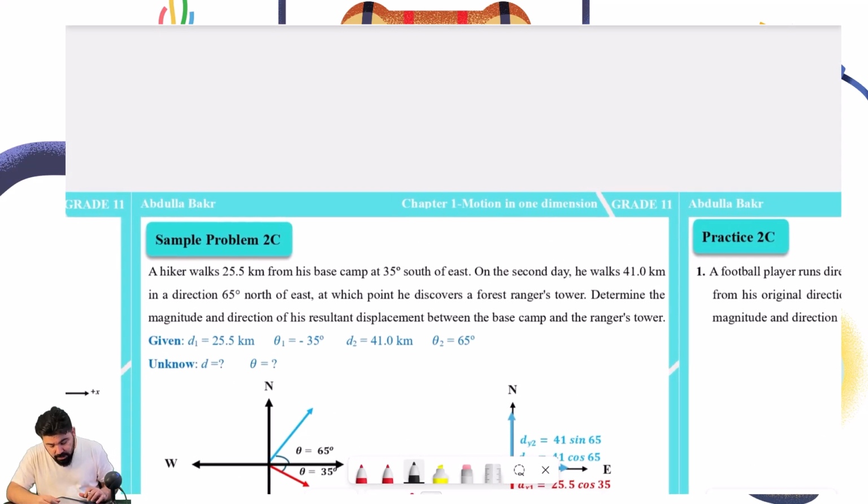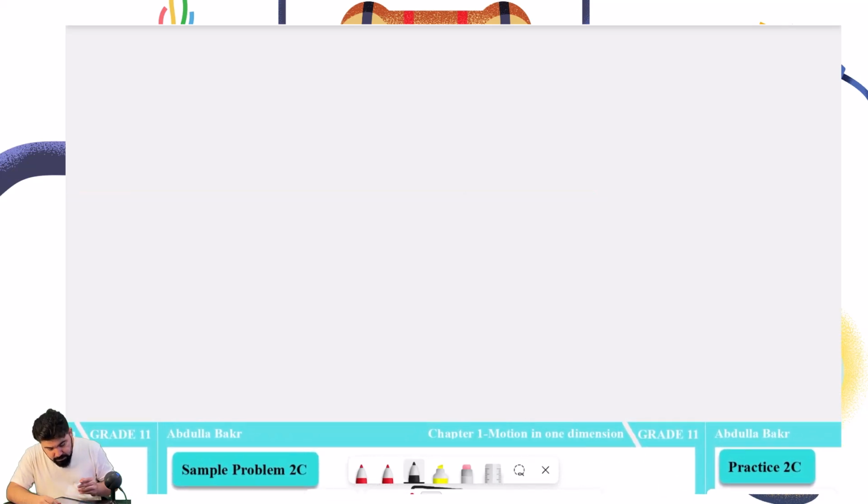It says a hiker walks 25.5 kilometers from his base camp at 35 south of east. So this is my direction. Let me draw this. So we have south of east. So this is south and this is east. My angle is going to be like this. Why east? Because east is mentioned the second time. And D1 is equal to what? It is equal to 25.5 kilometers.